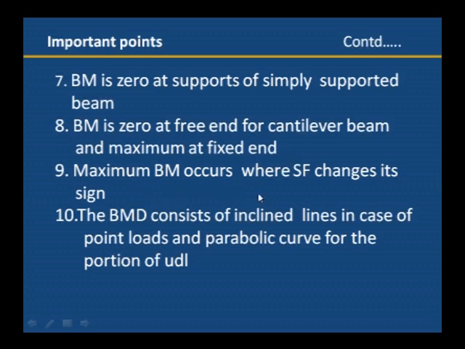Maximum bending moment occurs wherever shear force changes its sign. Where shear force changes its sign, at that point maximum bending moment occurs. The bending moment diagram consists of inclined lines in case of point loads and parabolic curves for the portion of the UDL. That also we have observed. We have to draw inclined lines for point loads, and if it is a uniformly distributed load, we have to draw a parabolic curve.